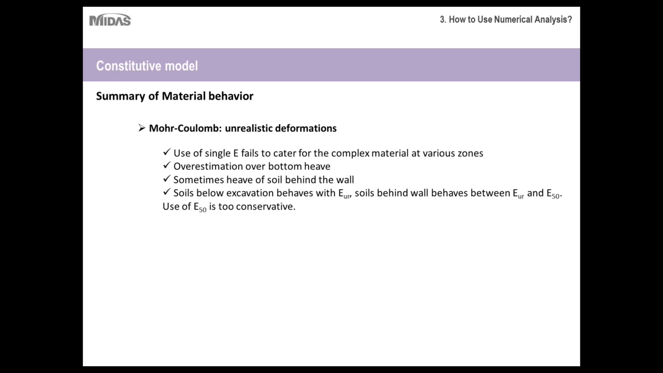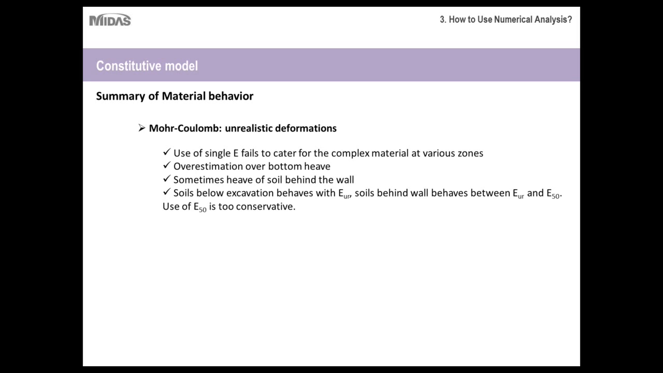Now, why do we say it gives unrealistic deformations? Because it uses a single E value, which is the Young's modulus, and fails to cater to the complex materials at various zones. It leads to overestimation of the bottom heave, and sometimes heave of soil occurs behind the wall also, which is hard to account for. This is what Mohr-Coulomb does: if there is an unloading, then it will cause a huge heaving without even realizing that there is a wall to support it directly.